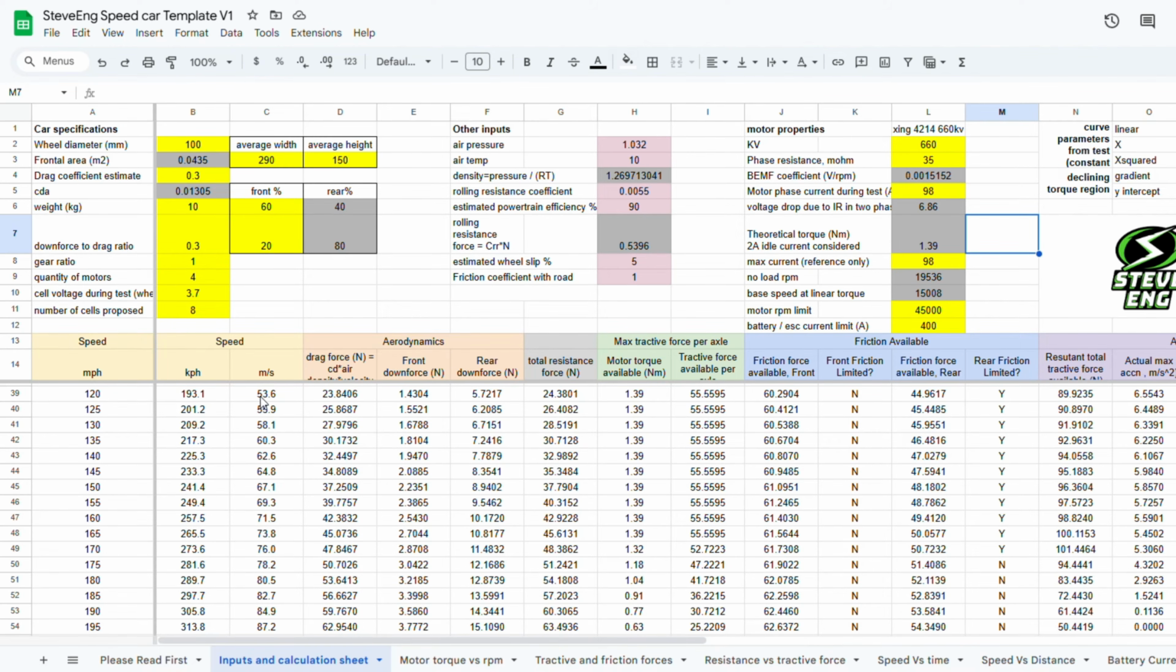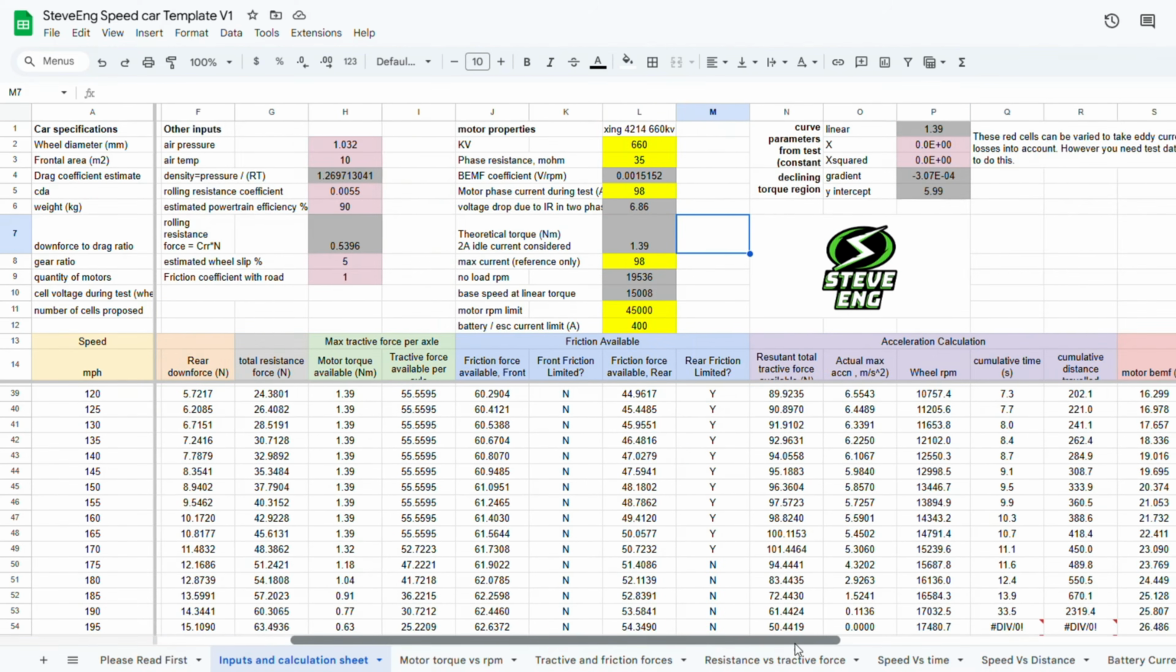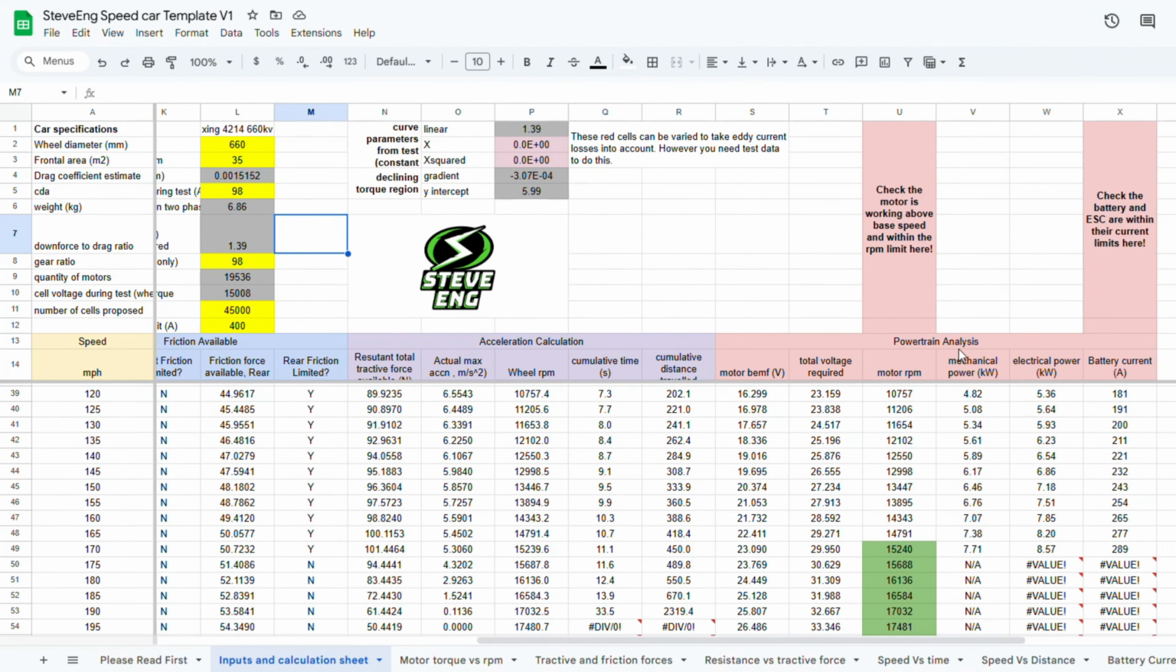Then the spreadsheet calculates the aerodynamic forces, the motor torque and the tractive forces, then the friction forces, and then it takes all of those together to calculate the acceleration. And then the powertrain side of it: what motor RPM range you're in and whether you're within the battery current limits. So we'll come back to that in a sec, but let's work through the graphs that I've generated.